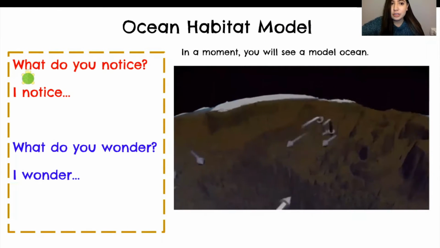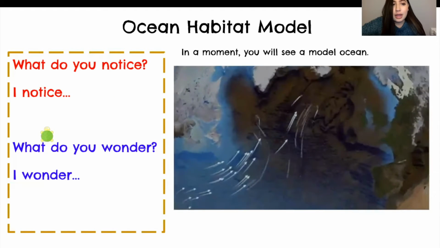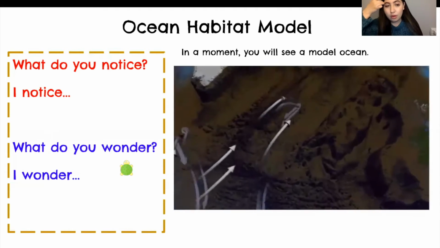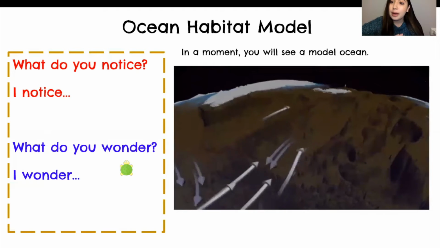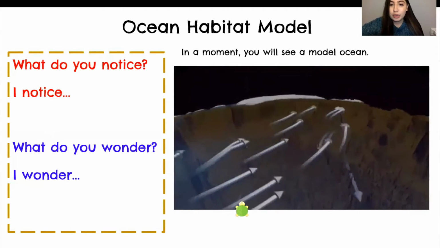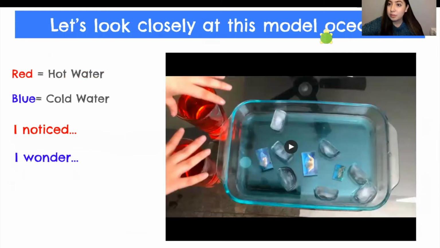And I want you to think to yourself, what do you notice? That means something that you see. And what do you wonder? That means something you want to find out. So take a moment and think about, after you look at the model, what do you notice and what do you wonder? So let's look closely at this model ocean. Let's remember that red water is hot water and blue water is cold water. And you're going to tell me what you noticed and what you wonder. So let's get started.